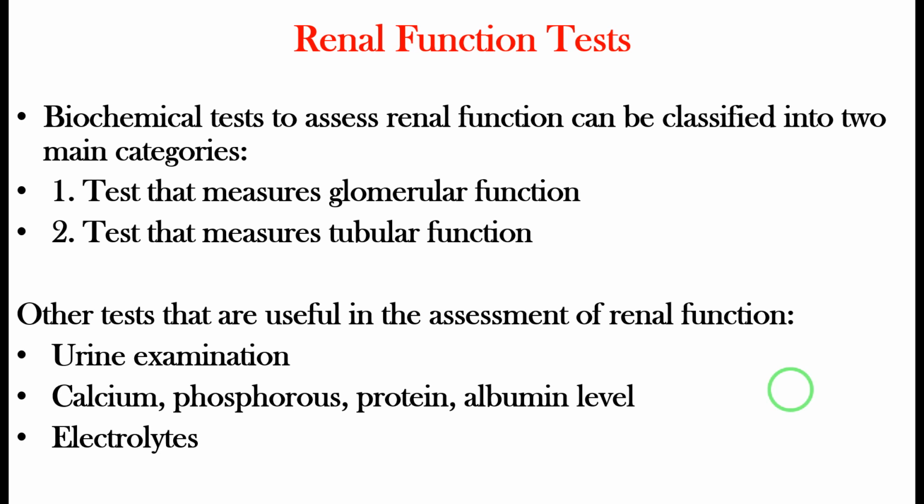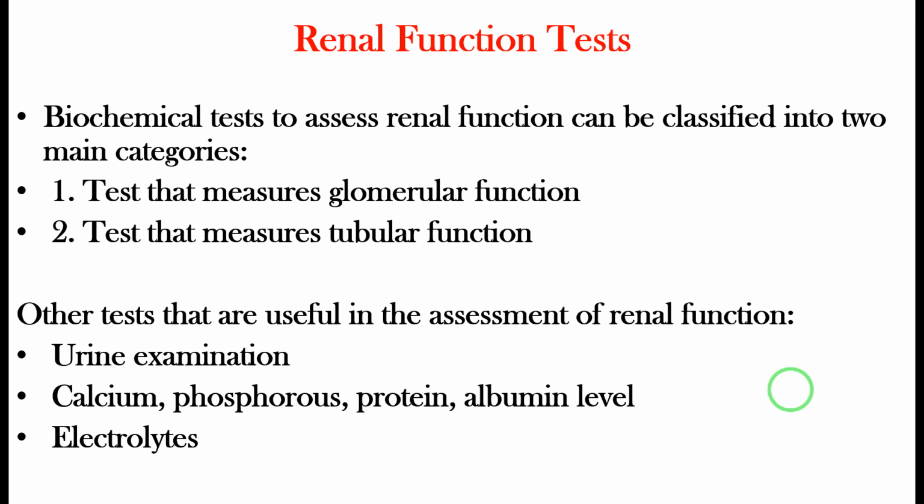For example, the level of protein, the level of albumin, the level of calcium in the blood, the level of phosphorus, and the electrolytes, sodium and potassium. Also, all these may be affected by renal function. The protein usually is a large molecule, so it cannot pass normally through the healthy glomeruli. If the glomeruli are diseased, then the protein will pass, and this will result in hypoproteinemia and hypoalbuminemia.